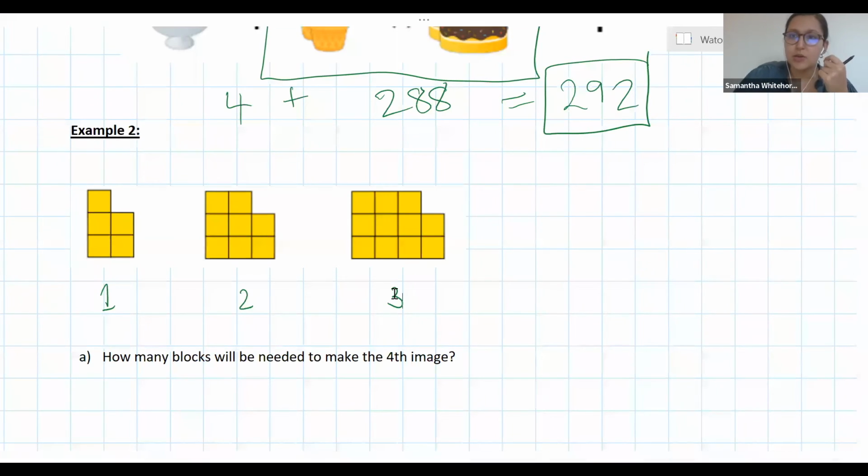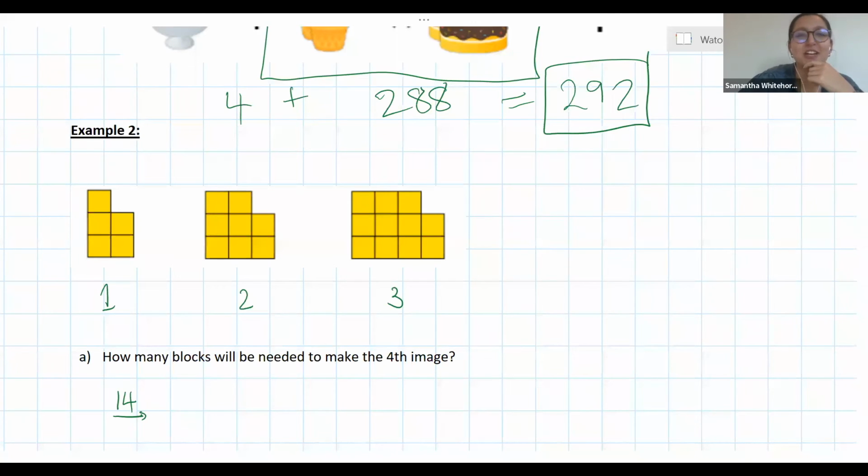Okay, so Ntabasing, do you have an answer for how many blocks? Hello, ma'am. I think it's 13 or 14. Yeah, 14. Well done. Okay, so 14 blocks to make the 4th image. Excellent. Now, do you want to explain to us how you figured that out? Hang on, I'll ask you to unmute. There we go. So, ma'am, you're going to add another 3 blocks.